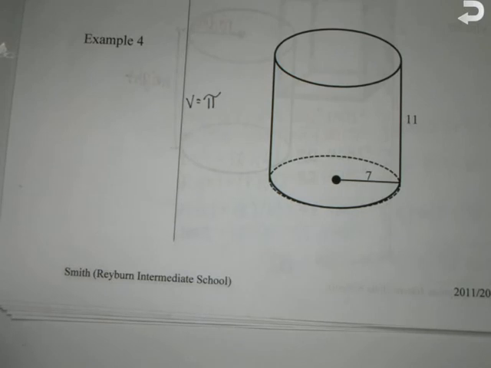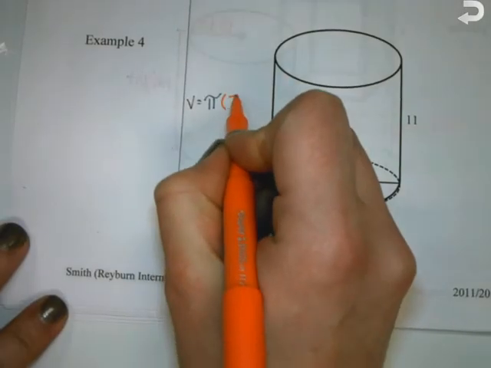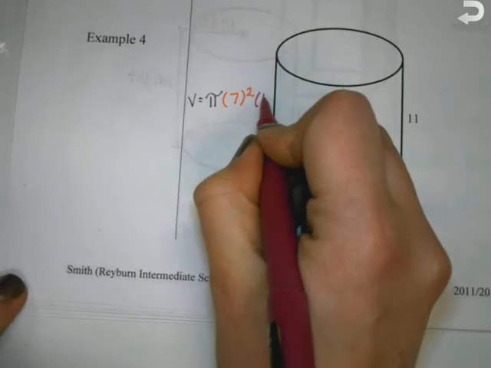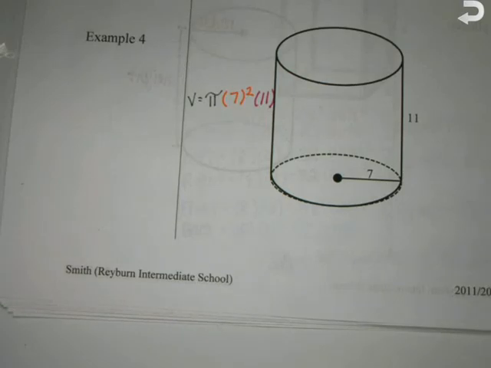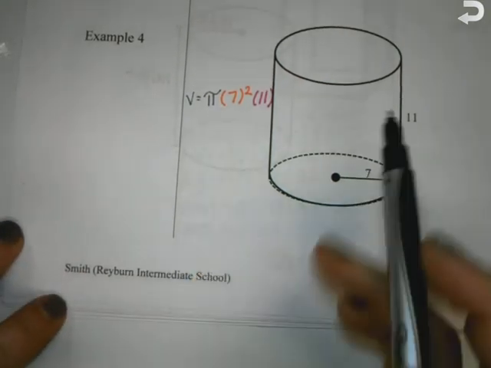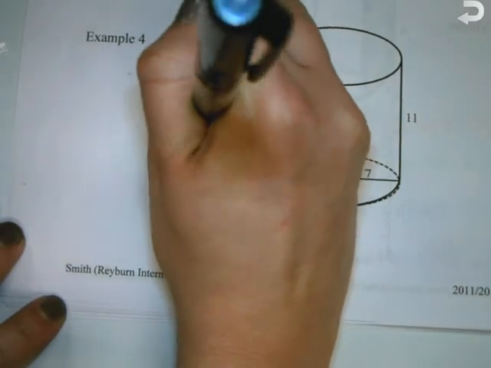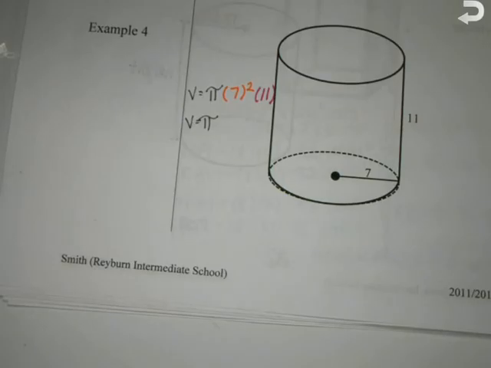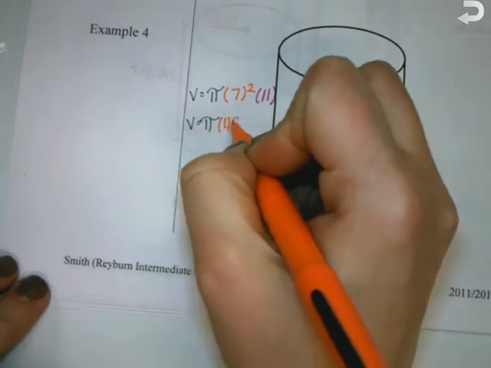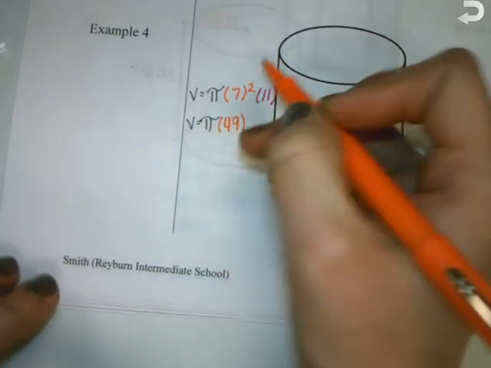Okay, radius is 7. We square it. Michael Hill, what is the height? 11. Good, thank you. Okay, ladies and gentlemen, so we just plugged everything in. Yes, the radius is always the squared. Okay, so volume equals pi. What is 7 squared, Giselle? No, it is not. Jessica? 49. The squared does not mean 7 times 2. It means 7 times itself 2 times. So 7 times 7, which gives me 49.